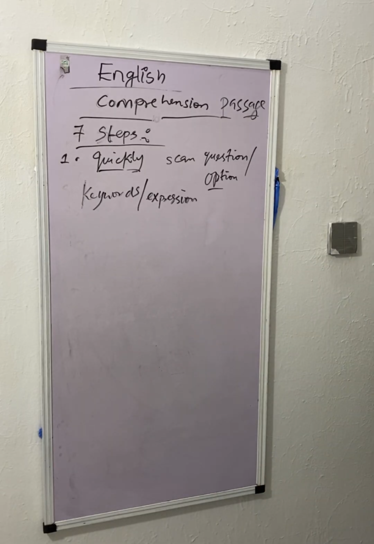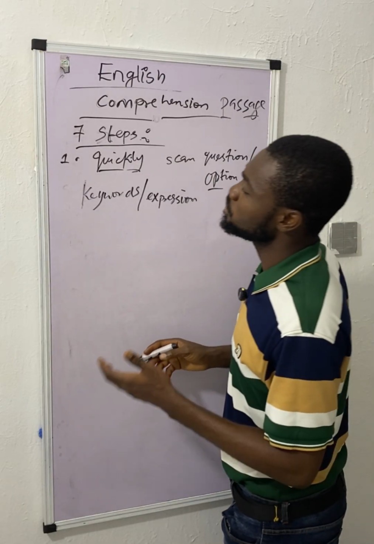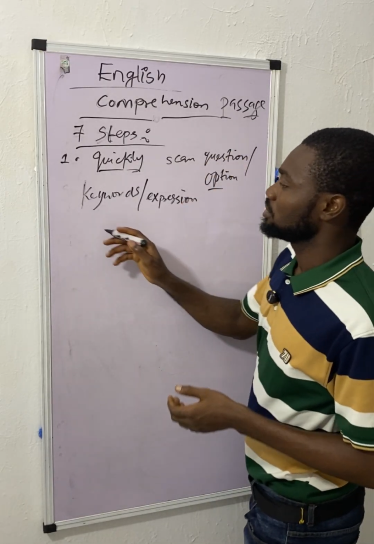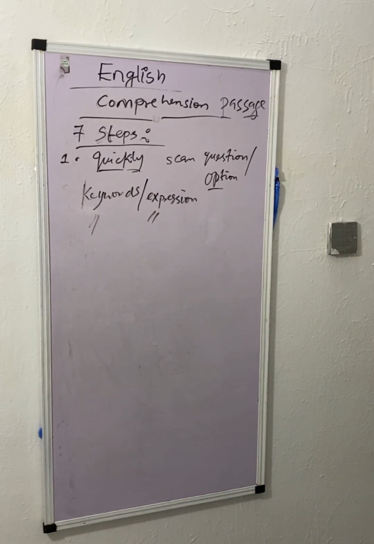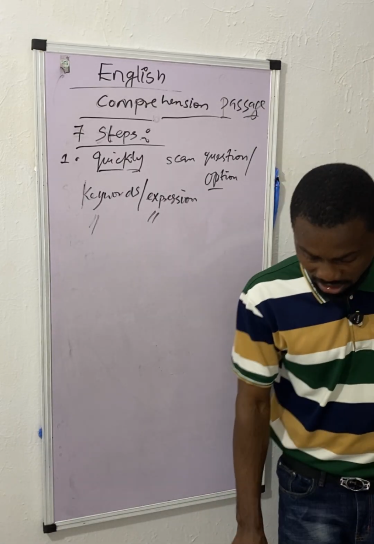That's what you are looking out for: keywords and expressions. Try your best to memorize as many words and statements as you can. Keywords and statements, expressions. Memorize as many as you can, keywords and expressions in the comprehension questions and the options.